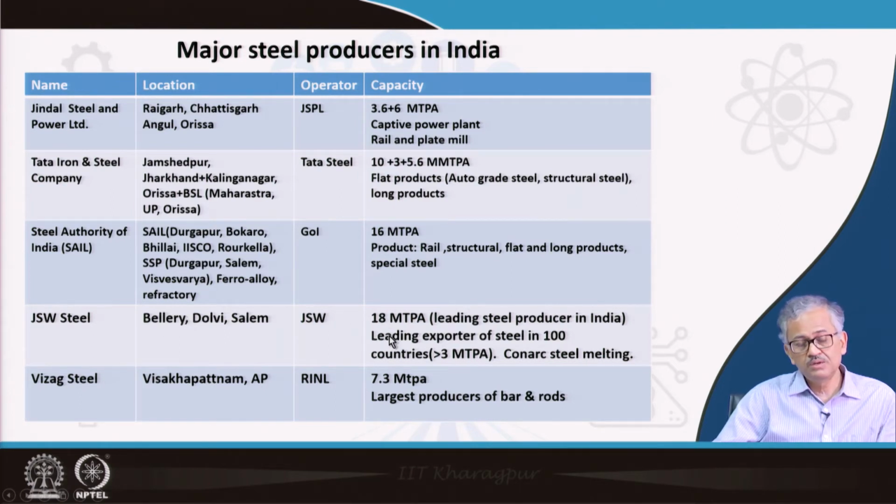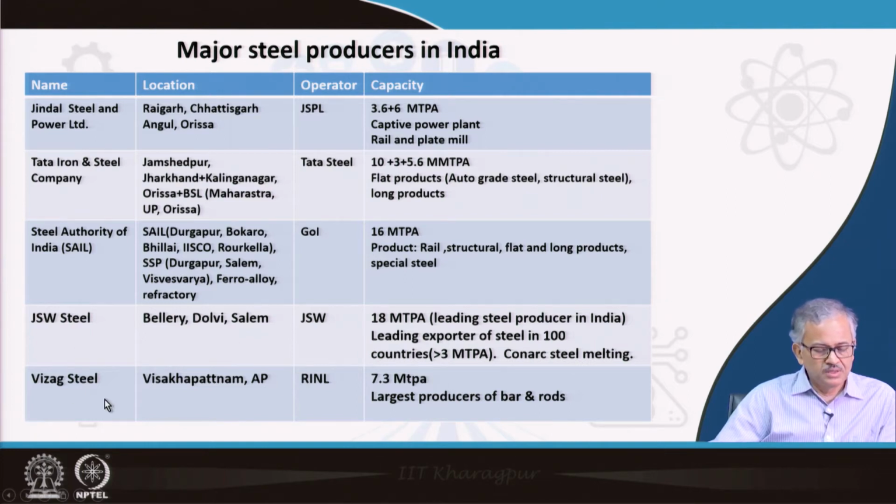They have 3 major plants. They produce around 18 million tons of steel per annum, and they are a leading steel producer in India today. They are also a leading exporter of steel to 100 countries, exporting around 3 million tons per annum. And they have a very unique facility called the Konark Steel Melting Facility. This is basically a confluence of your BOF and the electric arc furnace, such that they can utilize any charge mix in the Konark furnace.